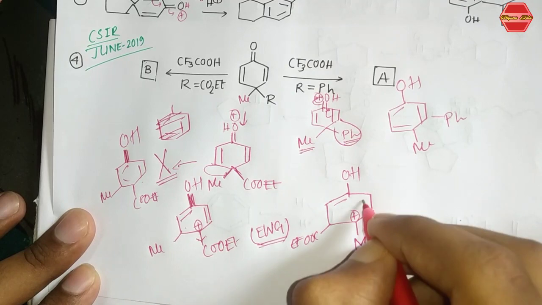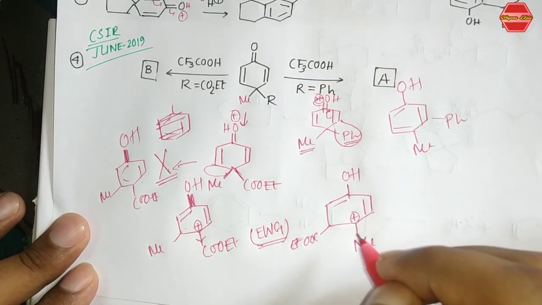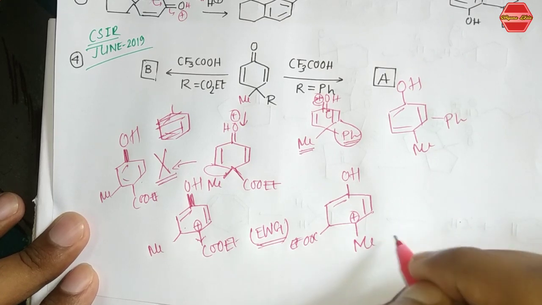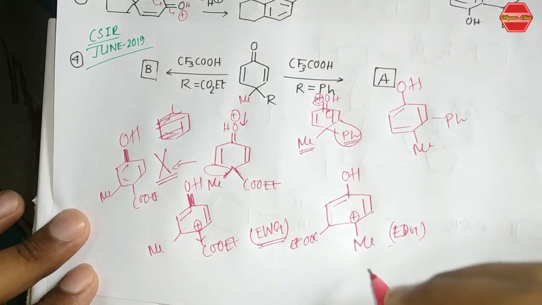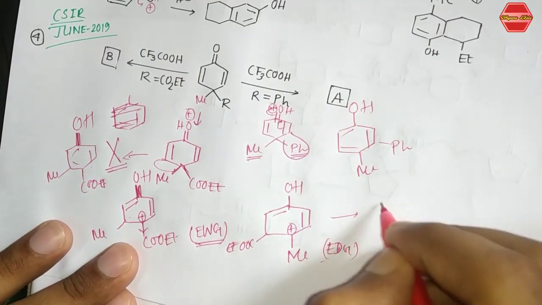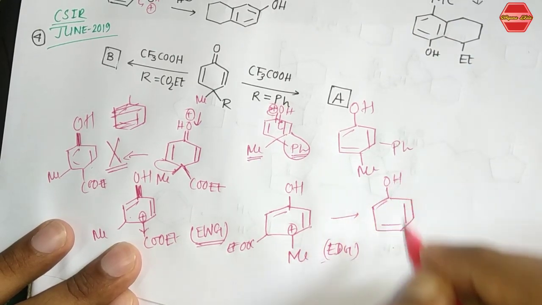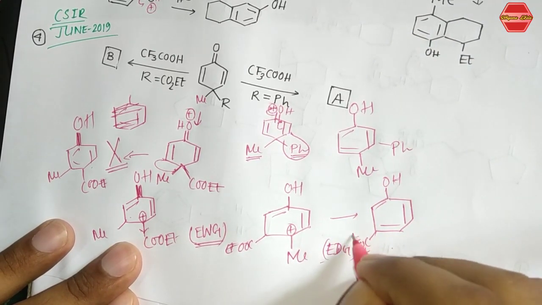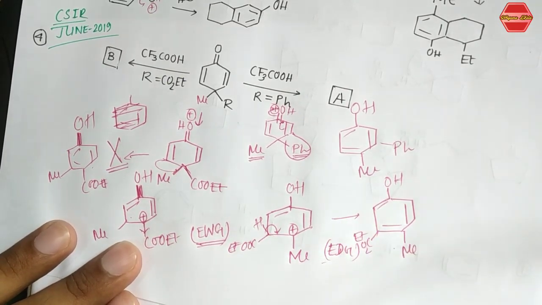Here is your positive charge. Now we can easily say that this positive charge is stabilized because of this methyl group, which is an electron releasing group and is electron donating in nature. So that is why this positive charge is stabilized, and you are getting the final product, this one. So instead of methyl, this CO2Me will migrate from here, and you are getting this product, right?